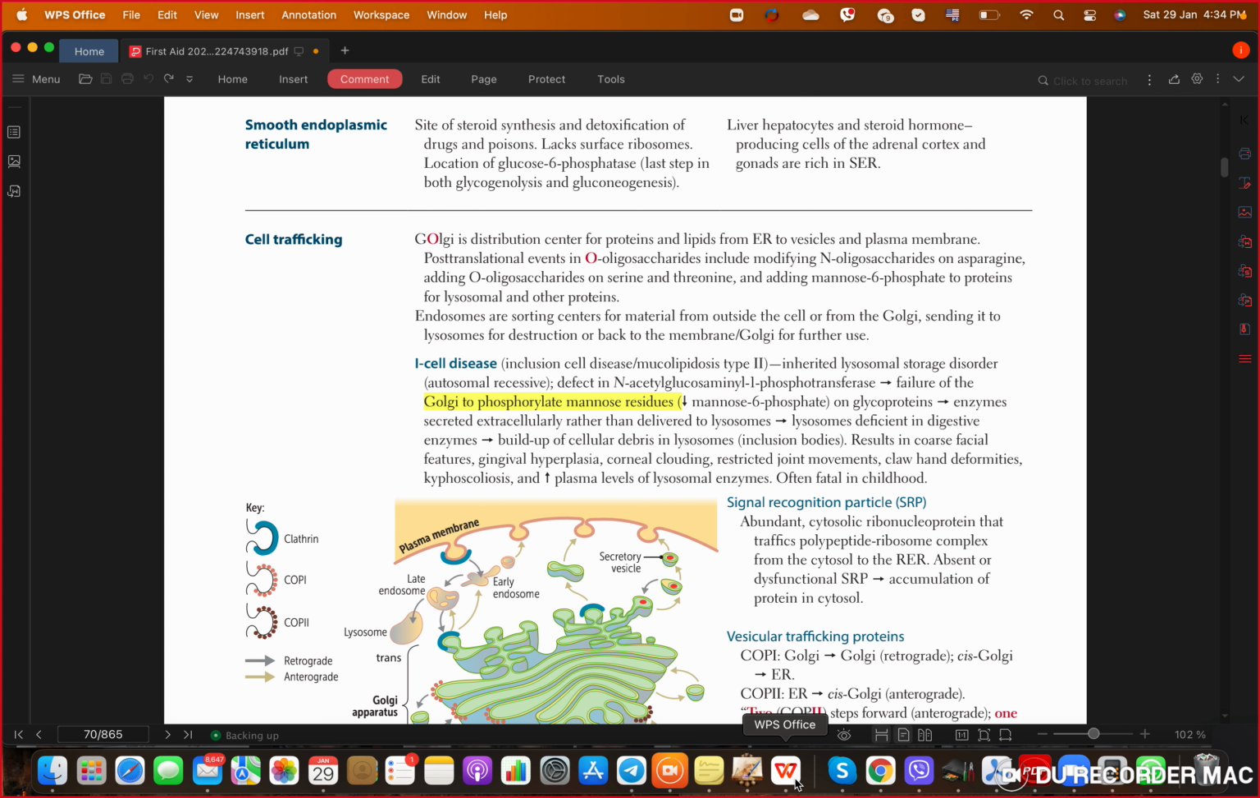Restricted joint movement, claw hand deformity, kyphoscoliosis. You know what kyphoscoliosis means? Yeah, Doc. The spine is sideways, right, Doc? Well, when we say the patient has kyphosis, it's like this, yeah? But when we say he has scoliosis, it's when he goes sideways, yeah? So kyphoscoliosis is like this and sideways, okay? Can you show me, Doc?